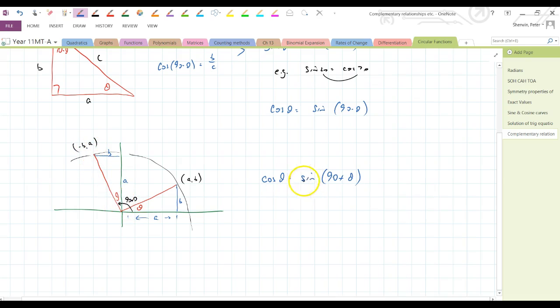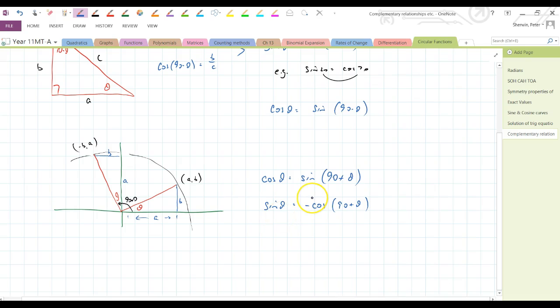They must be equal. All right, let's have a look at sine theta, which is B. Now, is that going to be equal to minus cos, being the x coordinate, of 90 plus theta? So that's quite a useful little result, and the reverses of those work. So cos of 90 plus theta equals minus sine of theta.